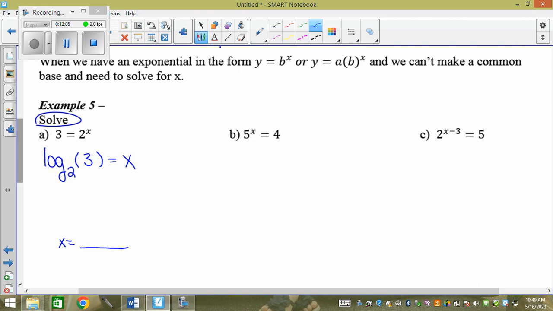So this is 2 to what power gets me 3? I know this is going to be 1 point something, because 2 to the 1 gets me 2 and 2 to the 2 gets me 4. Well, this is a 3. So what do you think it's going to be? Log base 2 of 3? What did you get? 1.58?